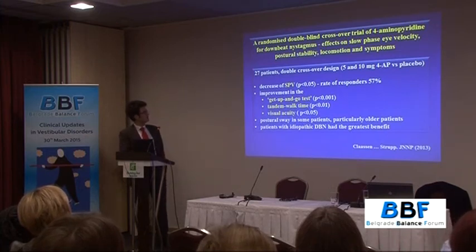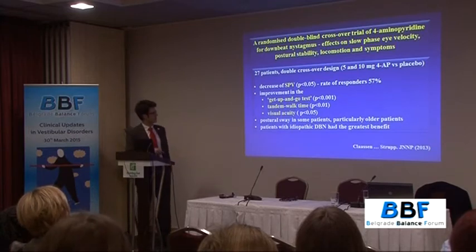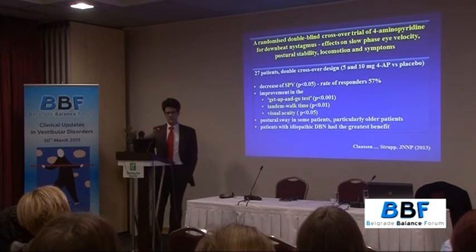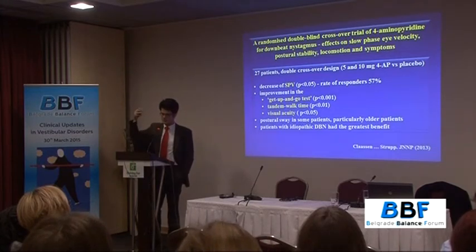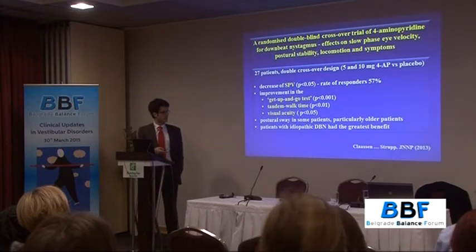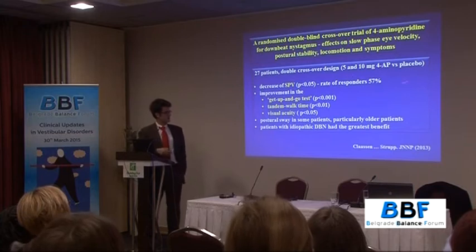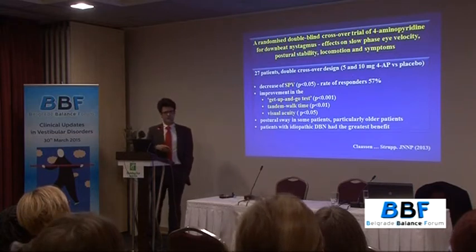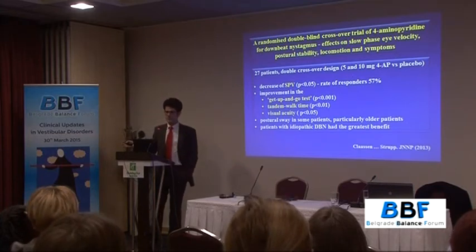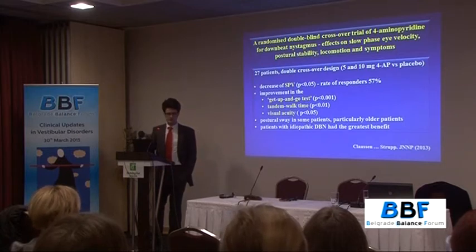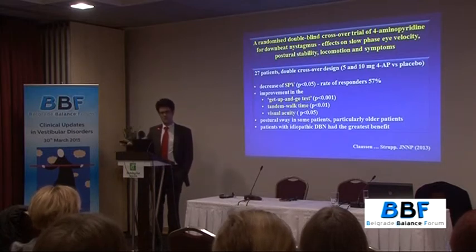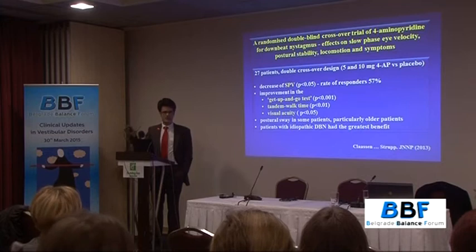This is 4-aminopyridine, and they tested 27 patients in a double-blinded crossover study design, and it definitely was shown that the slow phase velocity of downbeat nystagmus decreases with the 4-aminopyridine, but you only have a response rate of about 60%. So you never know if your patient really reacts to it or not. So you have to try.